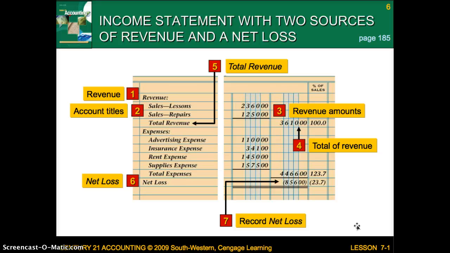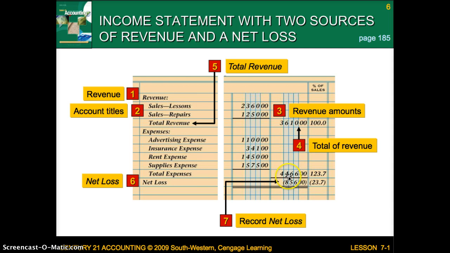Okay, so if we have a business that is sectioned out into two different departments, like we have our sales for lessons and our sales for repairs, you will go ahead and write your revenue and then write both sale account titles, so sales lessons and sales repairs, and then your total revenue at the bottom. Okay, so you'll have your two revenues here, a single line, and then your total revenue here. You'll do your expenses the same as we've done before. Total expenses will go here, and then you'll take your total revenue and your total expenses.